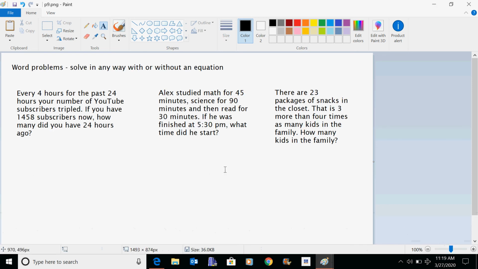And finally, last topic, more word problems. These are the ones like when we did the part where we could work backwards. So you want to be able to work backwards in these type of problems. You can use an equation or not.